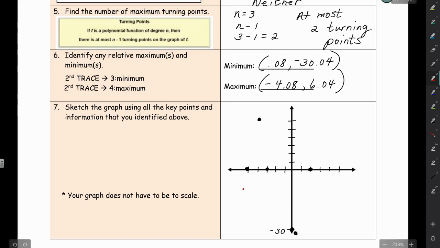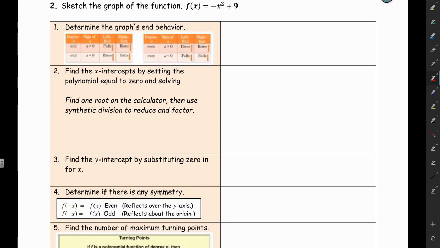We know that we fall on the left, rise on the right, and that is our guide for connecting our dots. All right, so we're done with that graph. Let's take a look at the next one. Sketch the graph of the function -x² + 9.